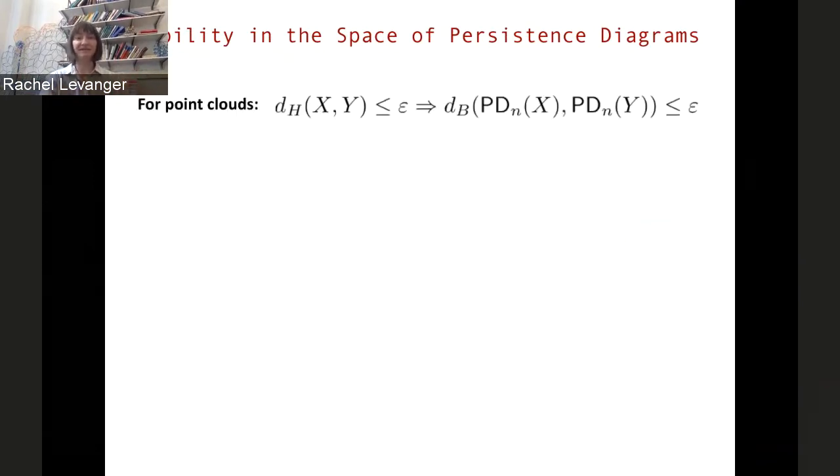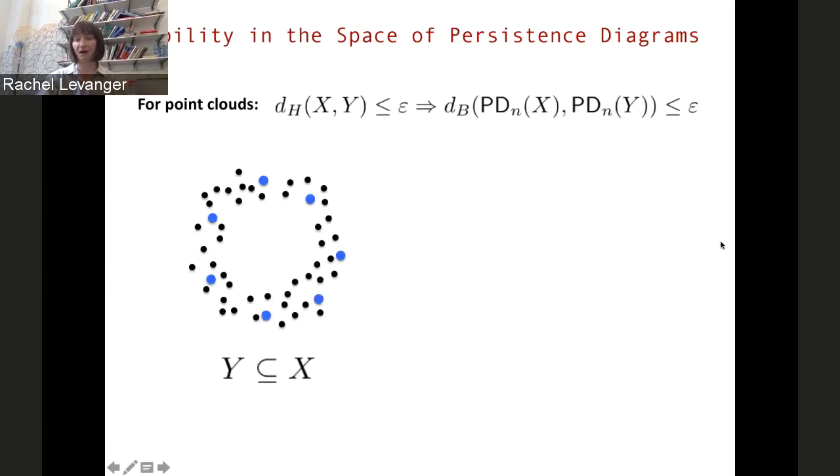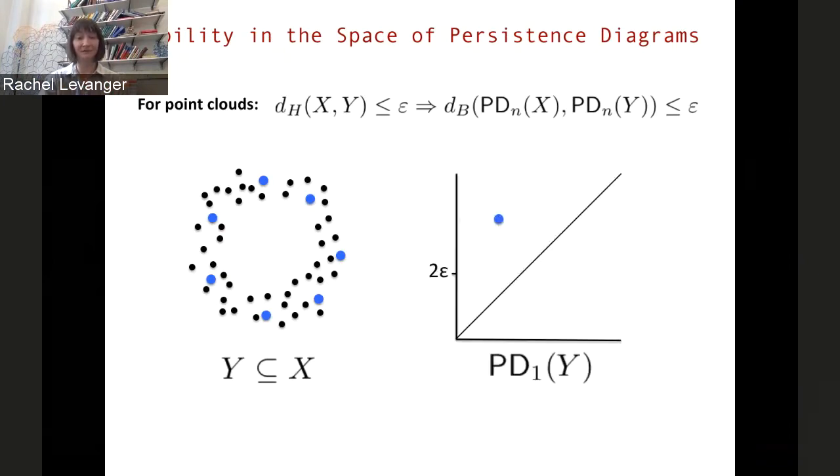Now, stability says that if I have 2 point clouds and their Hausdorff distance is bounded above by epsilon, meaning if I inflate my point cloud x by epsilon, I cover y, and if I inflate my point cloud y by epsilon, I cover x, then the bottleneck distance of my corresponding persistence diagrams is also bounded above by epsilon. So this can be useful, for instance, if you need to subsample a large point cloud, which we will have reason to do here in a few moments.